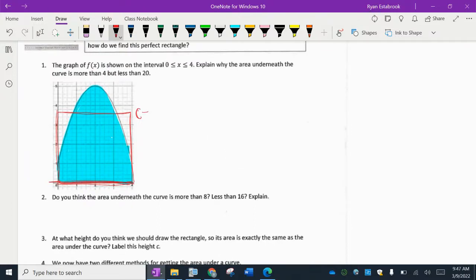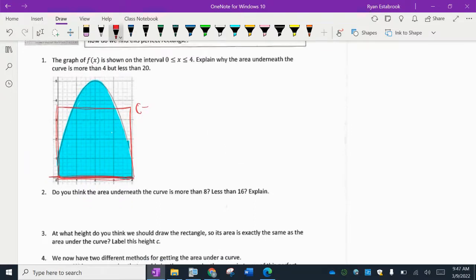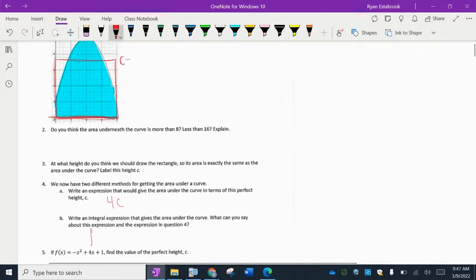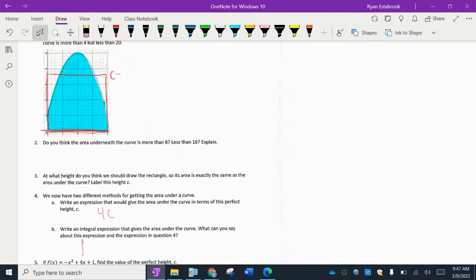Now the graph is called f of x. What would you do? Could you write an integral expression that would give the exact area of that blue region, the area under that curve? Quick, turn to your friend. What do you think that expression is going to look like?